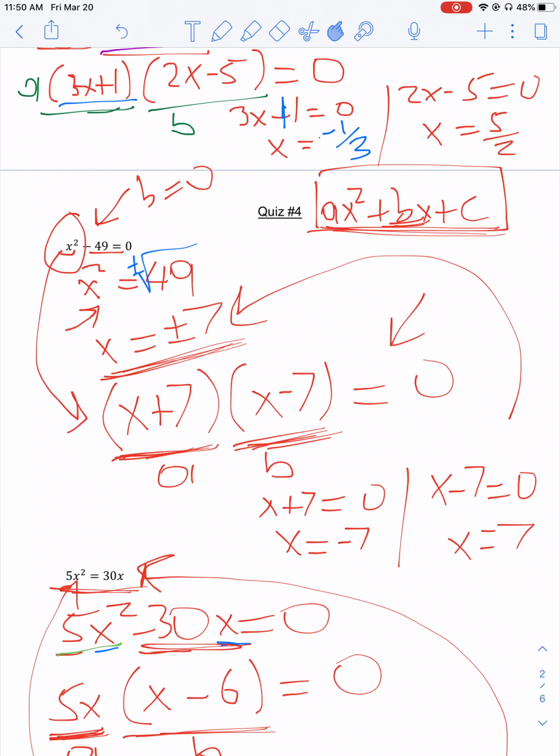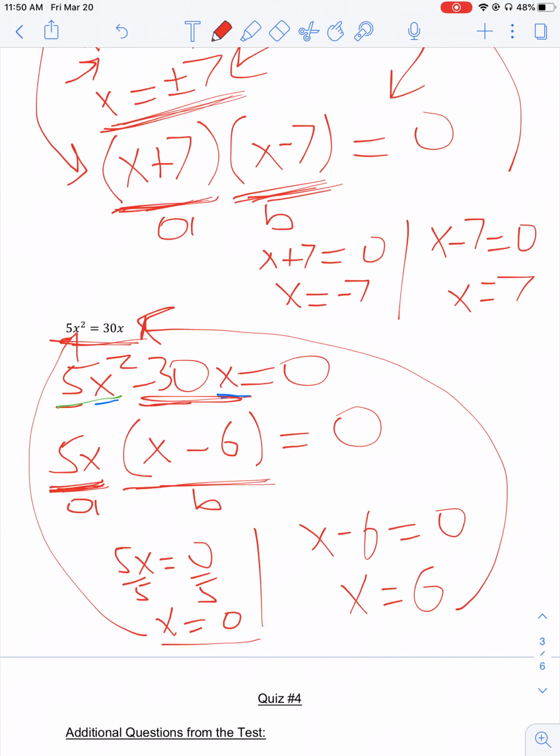Here, actually, your C value is equal to 0. When your C value is equal to 0, then you can just use simple factoring. You don't have to do product sum. So I factored 5x over here, and then I used the fact that if A times B is equal to 0, then either A has to equal 0 or B has to equal 0. So these ones were a lot simpler to solve.